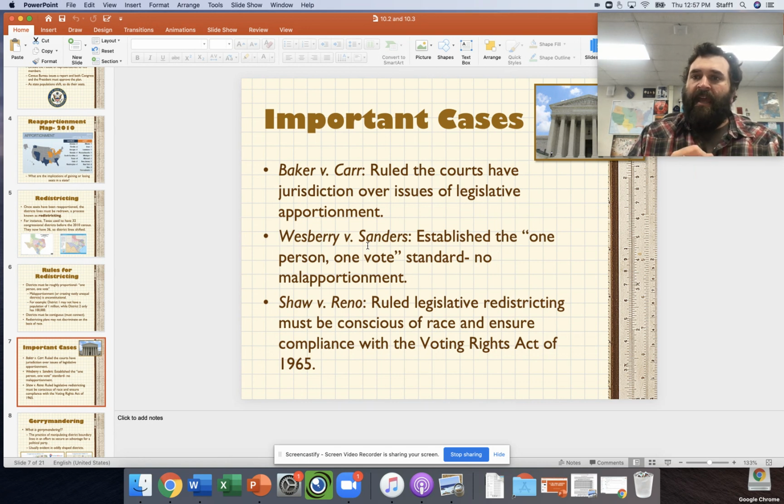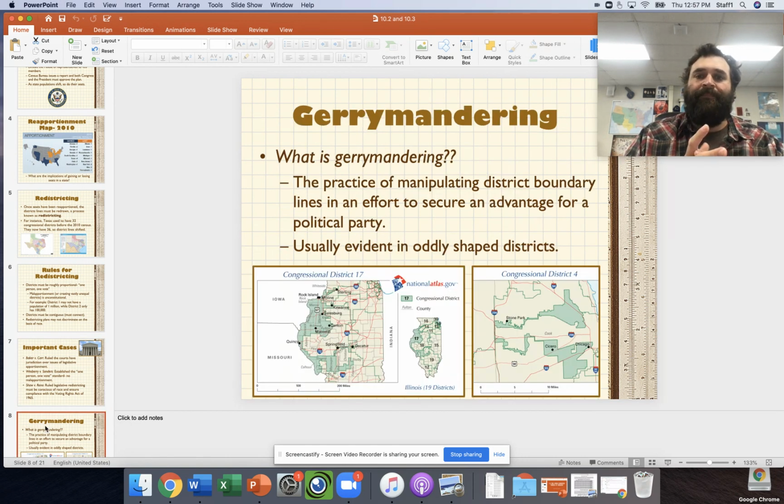Courts actually have a lot of sway over this whole process of apportionment. Baker versus Carr, Westberry versus Sanders, this is where we get this idea of having one person, one vote. And then again, Shaw versus Reno, we have this idea of race. And this is really where gerrymandering comes into play. Many people believe that it's used to target and to eliminate the voice of racial minorities. And we're going to look at that a little bit more, how that can actually happen.